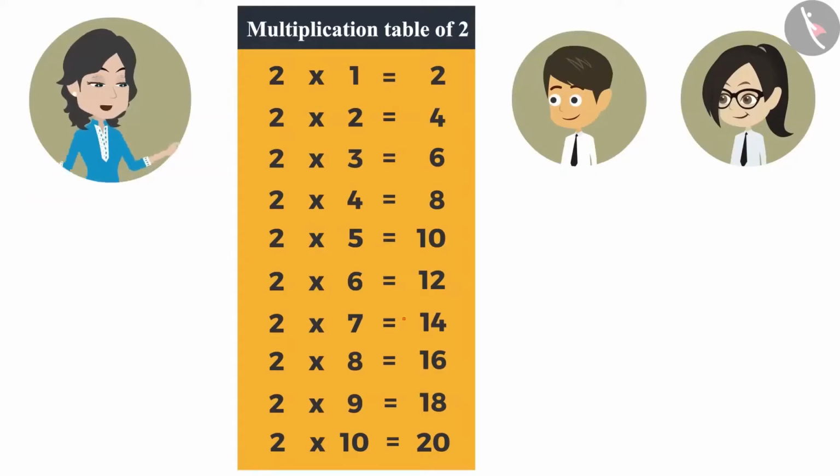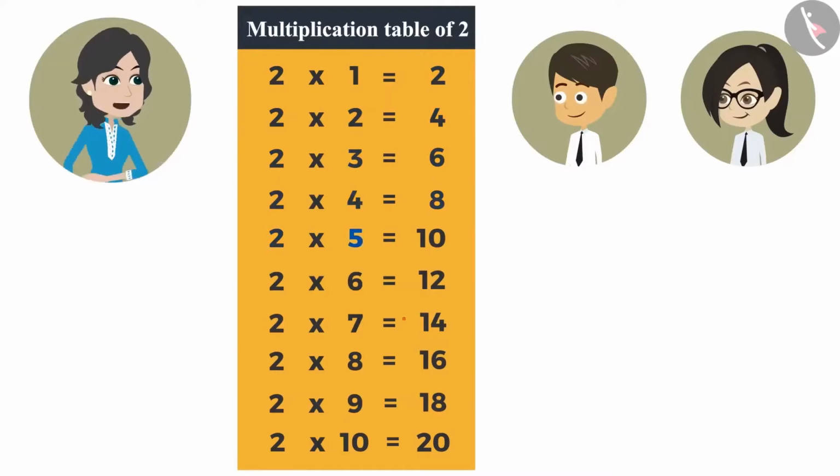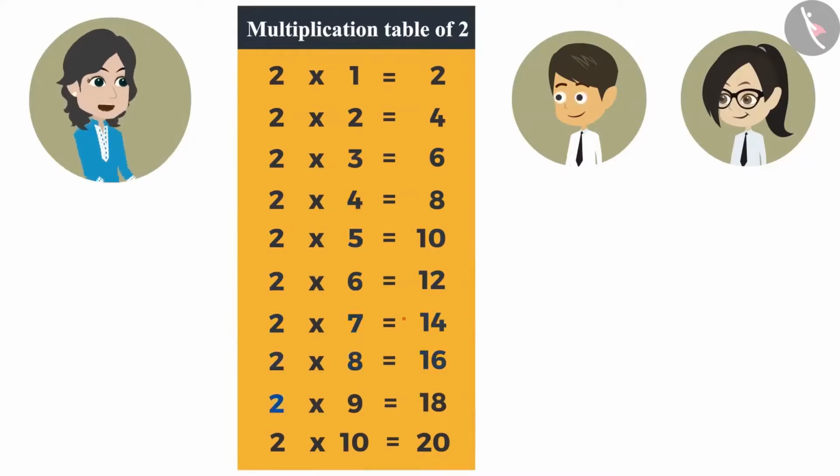And it is so much fun to memorize them because you can memorize them in the form of a song. We remember the table of 2 like this. 2 ones are 2, 2 twos are 4, 2 threes are 6, 2 fours are 8, 2 fives are 10, 2 sixes are 12, 2 sevens are 14, 2 eights are 16, 2 nines are 18, 2 tens are 20.